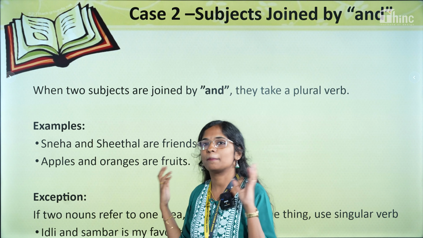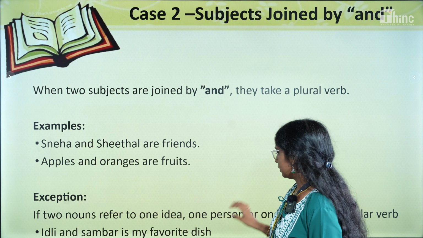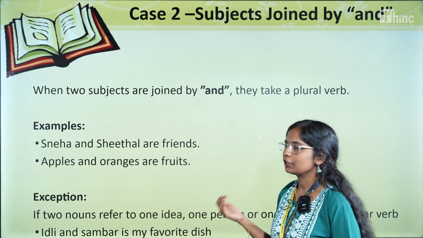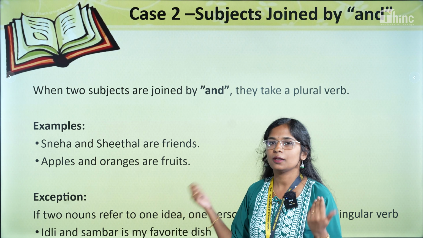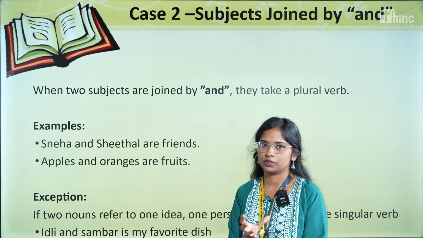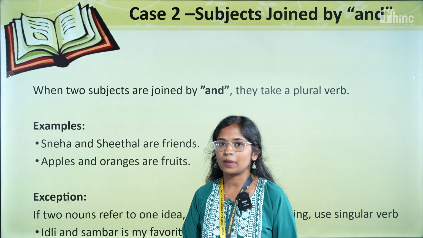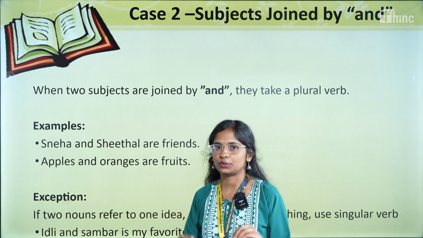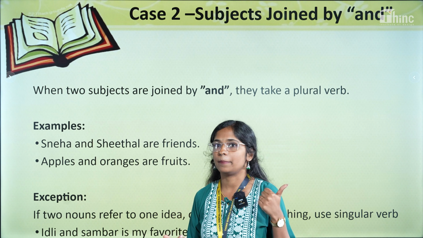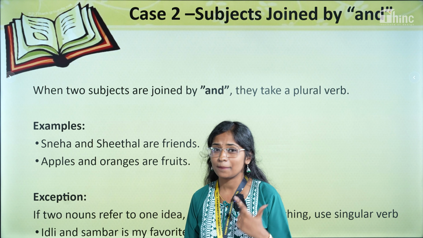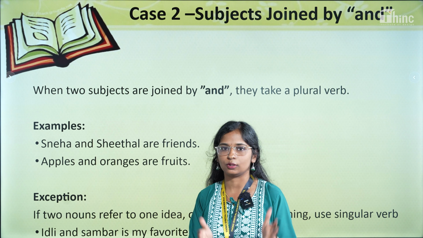But this does not happen all the time. We have an exception case. Idli and sambar is my favorite dish. Why didn't we use idli and sambar are my favorite dish? Because here idli and sambar, it's a combination. They go together. So when instances where we use and, but it represents a single idea, we use a singular verb. Similarly, bread and butter is my favorite breakfast. Bread and butter. We have two subjects, but still we used bread and butter is. Why? Because it represents a singular idea.